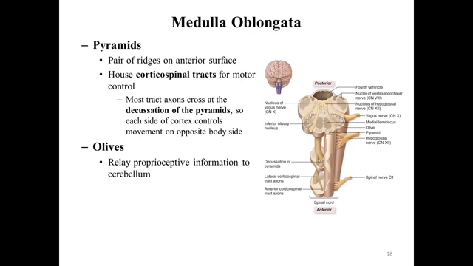The pyramids are named for the pyramid shape of the cell bodies of the neurons. Most of these axons cross to the opposite side of the body at a point called decussation. As a result of the crossover, each cerebral hemisphere controls the voluntary movements of the opposite side of the body. The inferior olivary nuclei relay proprioceptive information to the cerebellum. The image shows a cross-section of medulla oblongata structures.